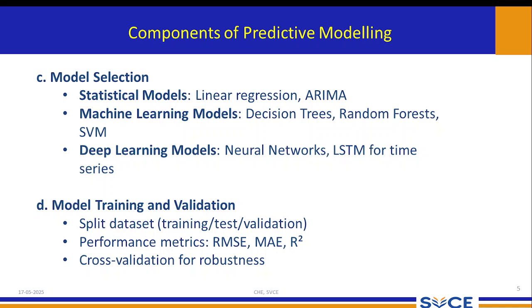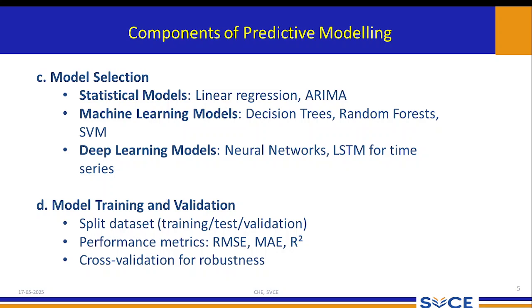ARIMA models are a widely used and effective approach to time series forecasting, providing a valuable tool for business and researchers to make predictions, and also mainly used in the chemical process industry. So ARIMA is an approach to time series forecasting. So underline the words time series forecasting. So the model selection: ARIMA, or maybe a linear regression.